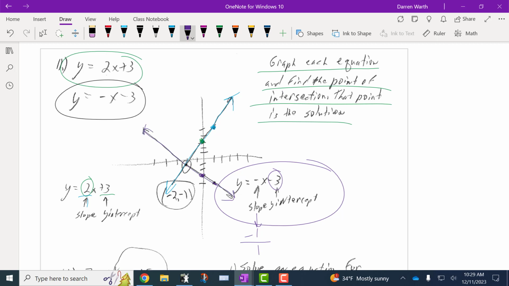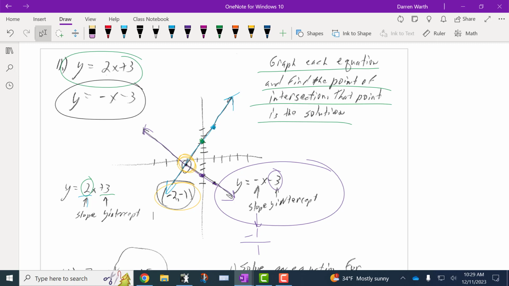So now that I've done that, I just have to locate their point of intersection. The point of intersection is going to be right here, and that answer is going to be at negative 2, negative 1. And so that's going to be your solution on number 11.